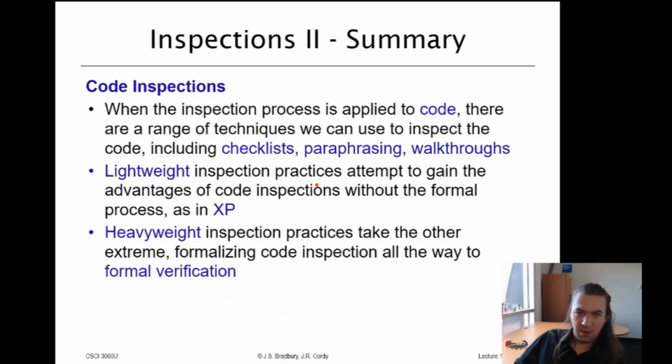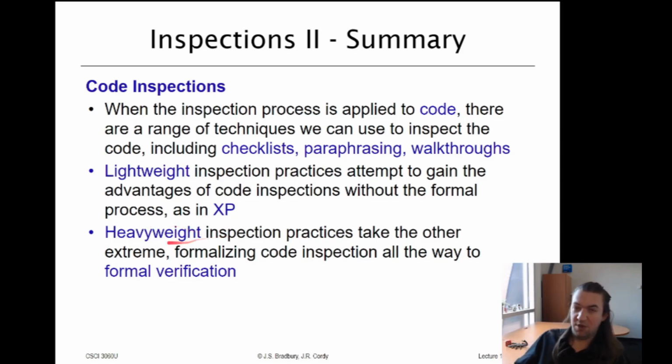So, in summary, code inspections, when applied to code, there's lots of different things you can do besides the super formal stuff. There's checklists, there's paraphrasing, walkthroughs, and so on. With lightweight practices like we use in XP, we want to get the benefits of code inspection, namely being able to see the error and not see the failure, which are two different things. The error leads to a fault, which leads to a failure, sometimes. And the failure is just, okay, a thing is wrong, but you don't know where the problem comes from, whereas with inspection, you see this code is incorrect, you need to fix it.